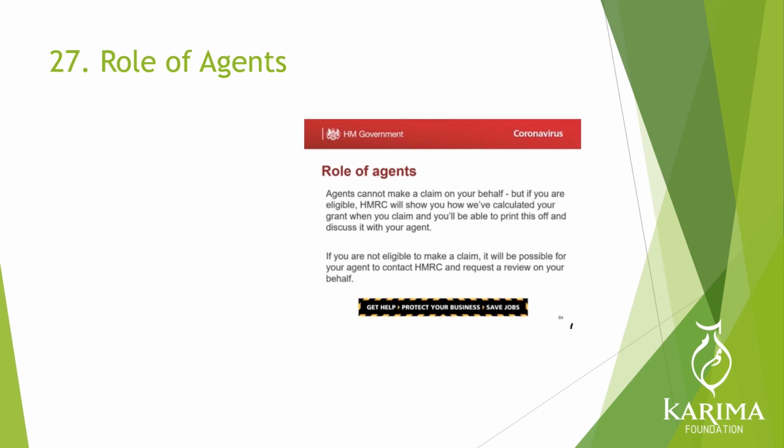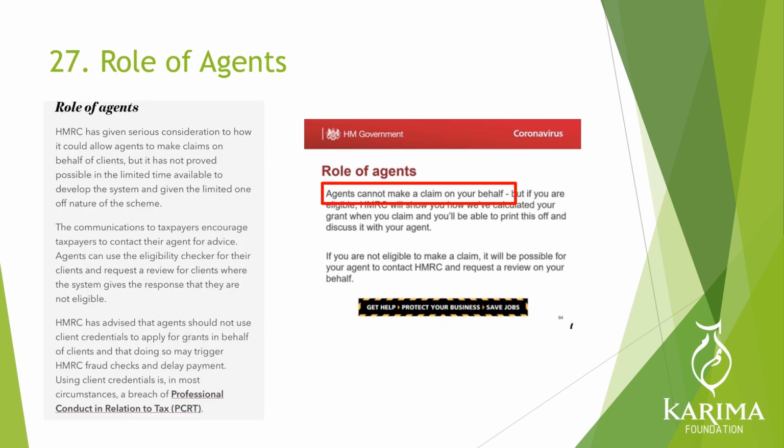I've previously mentioned that HMRC have not given access to accountants or agents to complete an application on their client's behalf. This screenshot was taken from a HMRC guidance video, which confirms that agents cannot make a claim on your behalf. This second screenshot was taken from the website of the Institute of Chartered Accountants in England and Wales. This is a professional body for accountants, and as you can see, it clearly states that agents should not use client credentials to apply for grants on behalf of clients, and that doing so may trigger HMRC fraud checks and delay payment.